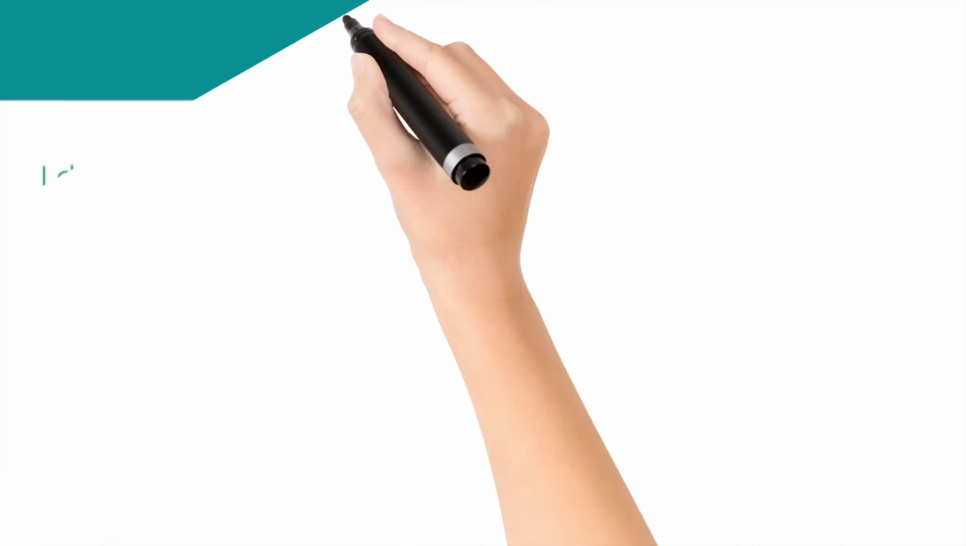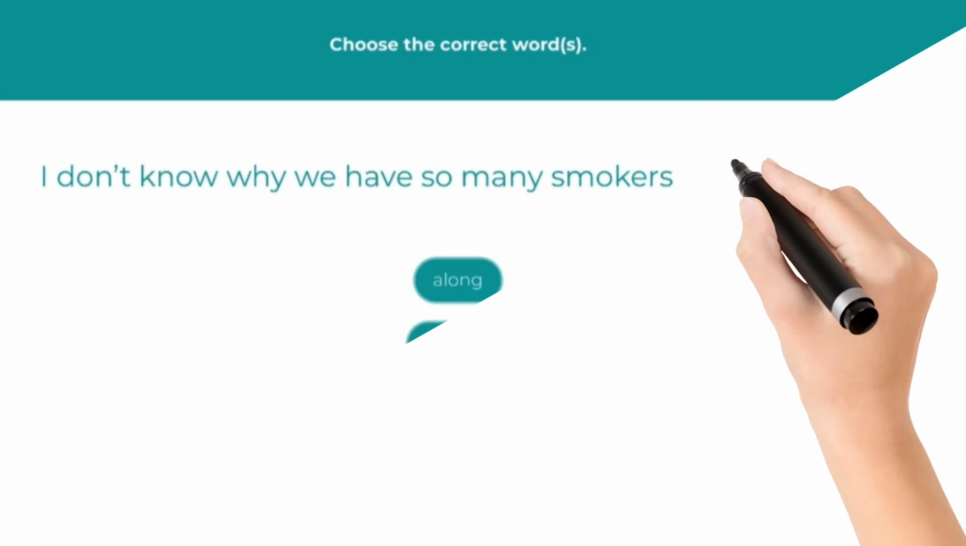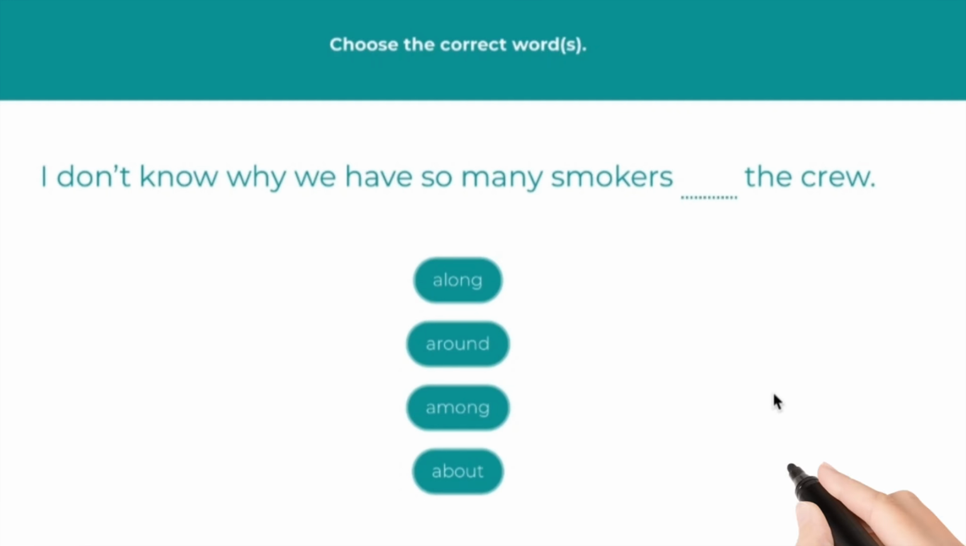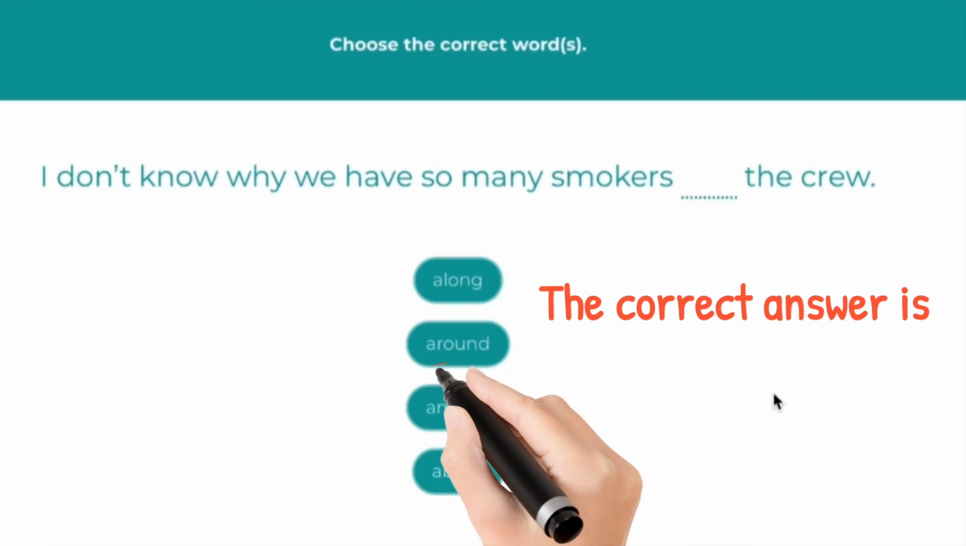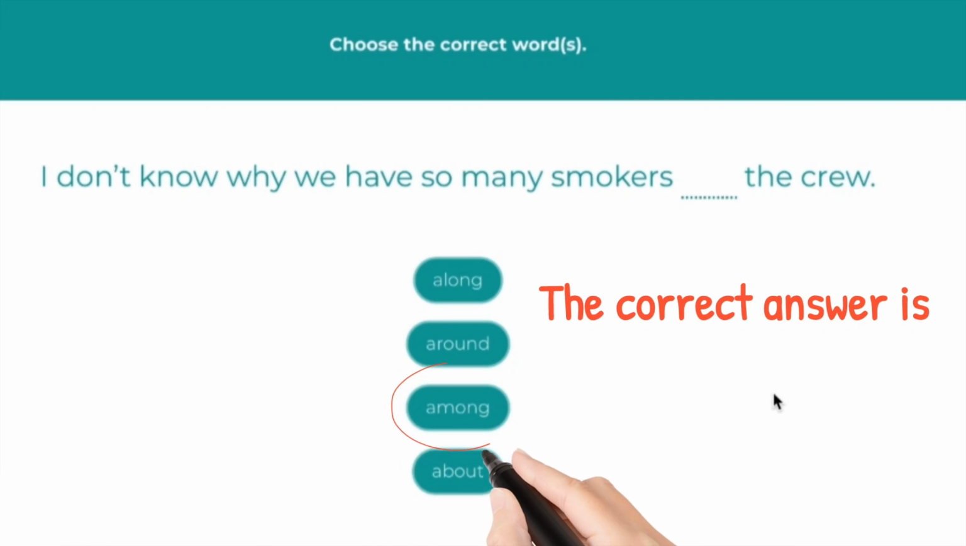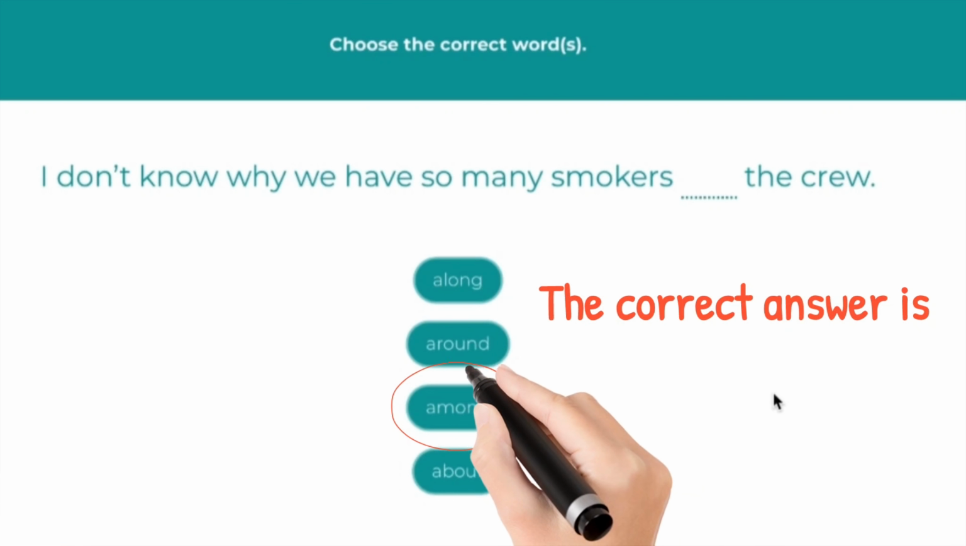Okay, for the first question on screen: I don't know why we have so many smokers ___ the crew. The options for the answer are along, around, amongst, and about. Can you guess what the correct answer is? Yeah, you are right. Among is the correct answer.